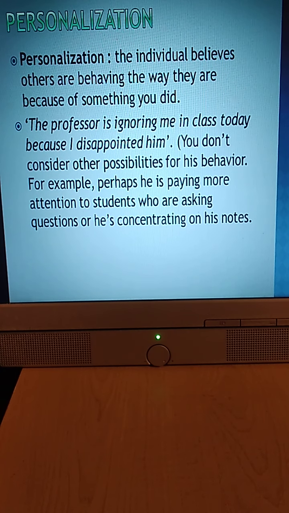Personalization means that the individual believes that others are behaving the way that they are because of something that person did. So, the professor is ignoring me in class today because I disappointed him. Once again, this is illogical thinking because there could be other reasons why the professor is not focusing on that one individual. It could be that the professor has focused a lot of attention on that one individual and feels as though he or she needs to focus on other individuals in the classroom. So the whole idea and concept is knowing that there could be other possibilities.